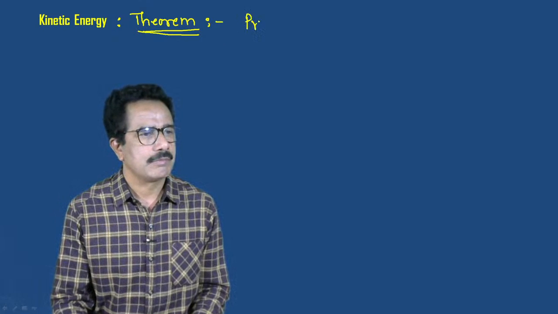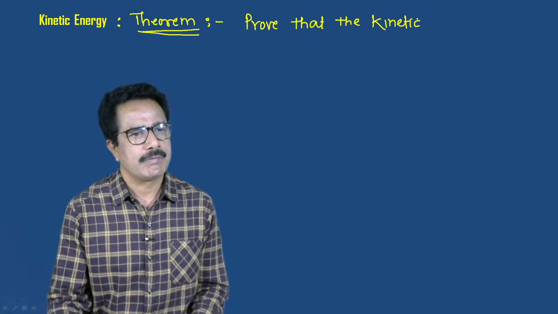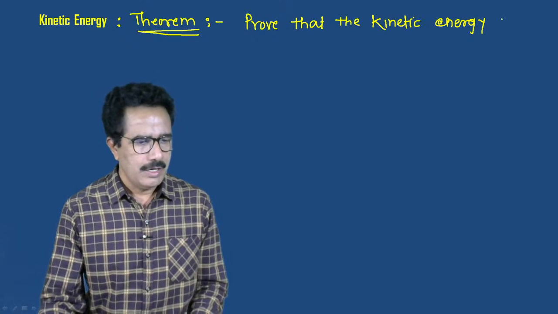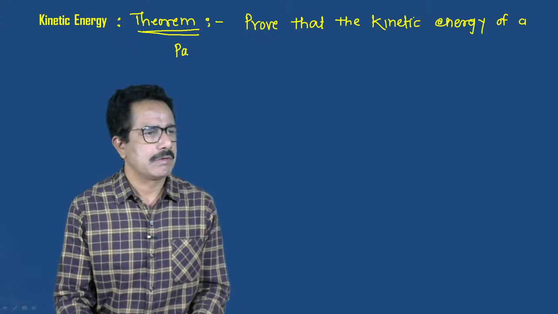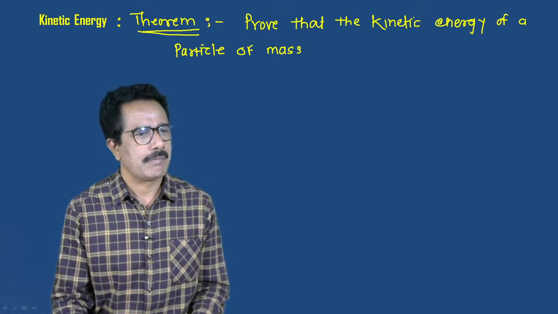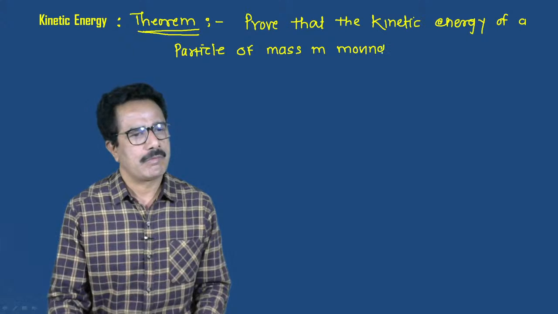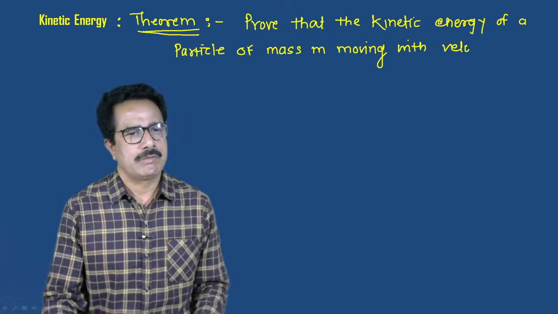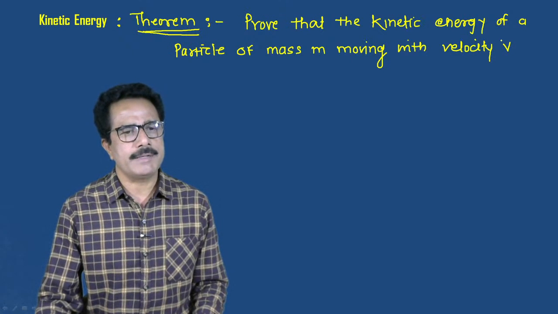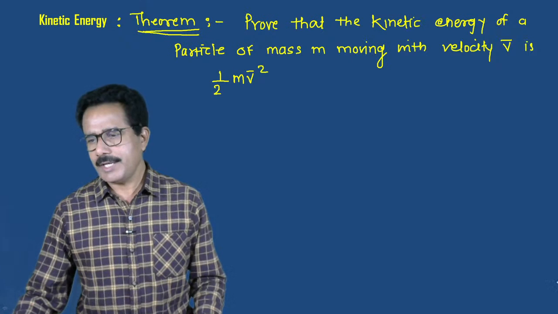Theorem. What is the theorem? To prove that the kinetic energy of a particle of mass m and moving with velocity v bar is 1/2 m v bar square. Okay, Harshada Joshi, correct.